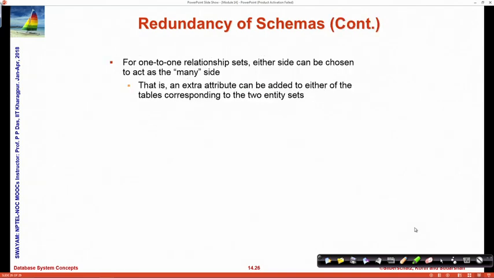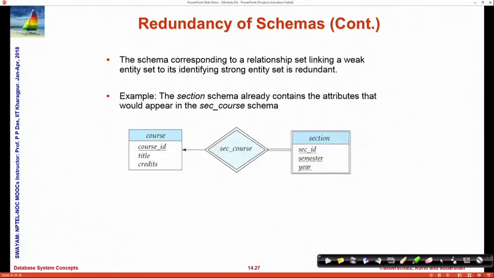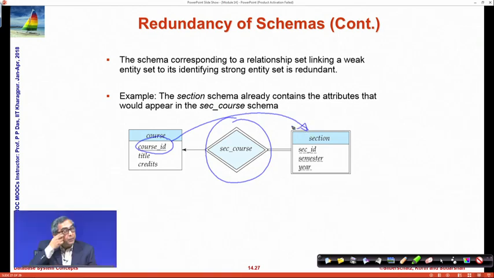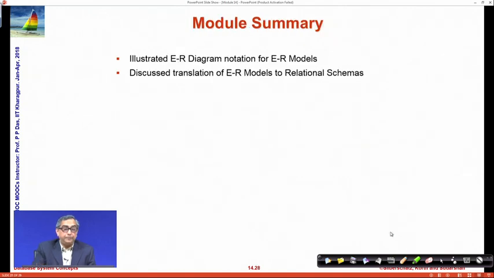So, you can apply the same principle to a one-to-one relationship by treating any one of them as a many side and add the extra attribute on the other side to get rid of this additional schema. The schema corresponding to a relationship set linking a weak entity set to its underlying strong entity set is certainly redundant. We have already seen this. So, this is made redundant by including the primary key of the identifying entity set in the weak entity set. So, that is another reduction of schema that can be done.